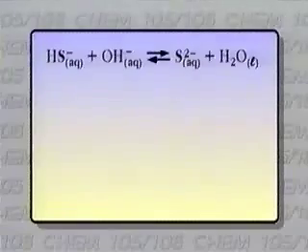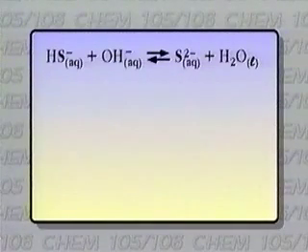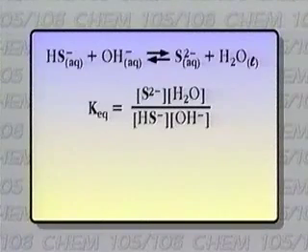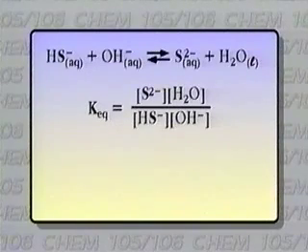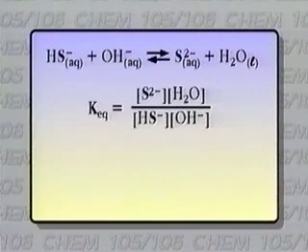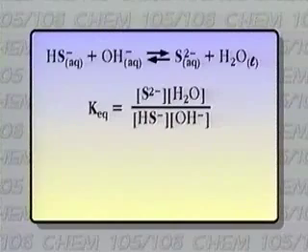All right. Let's look at a third example here, writing an equilibrium expression. So we would write KEQ is equal to the concentration of the S2 minus aqueous, concentration of H2O divided by the concentration of HS minus and the OH minus. All of these are aqueous. I just didn't write it, except for water, which is a liquid.